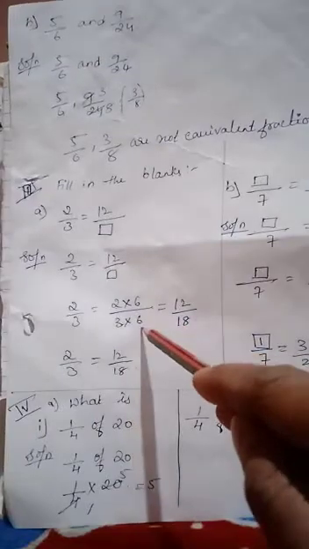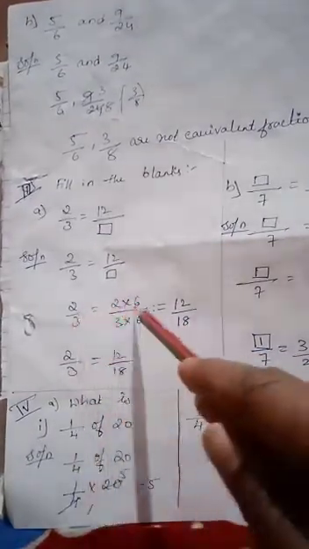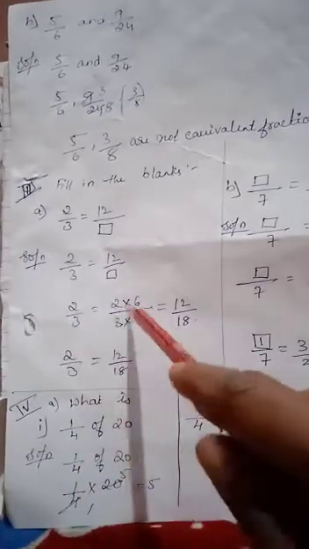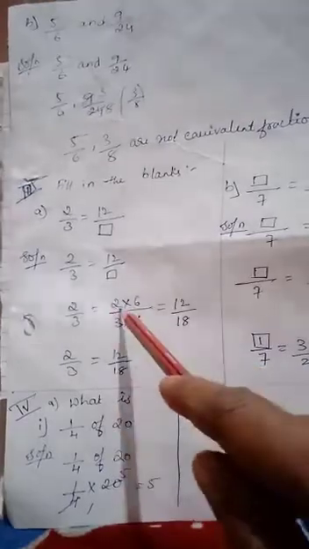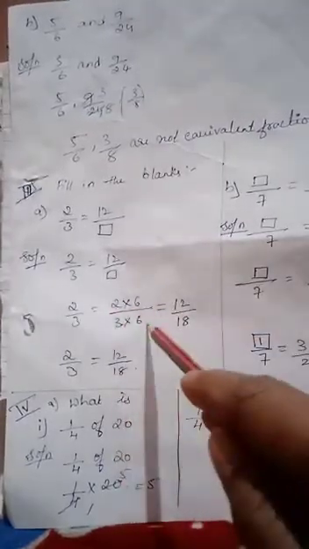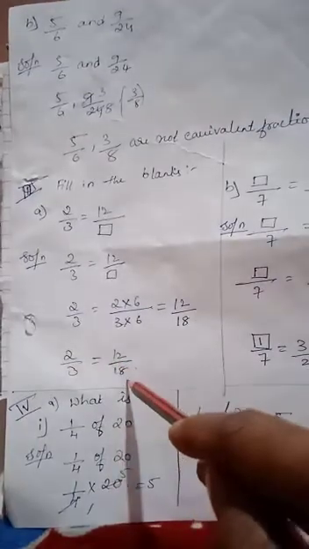2 times how much is 12? 2 sixes are 12. So similarly you should write it down also. 2 times how much is 12? 2 sixes are 12. We are writing the 6 as it is down itself. So 2 sixes are 12. 3 sixes are 18. So we'll be writing it as 12 by 18.